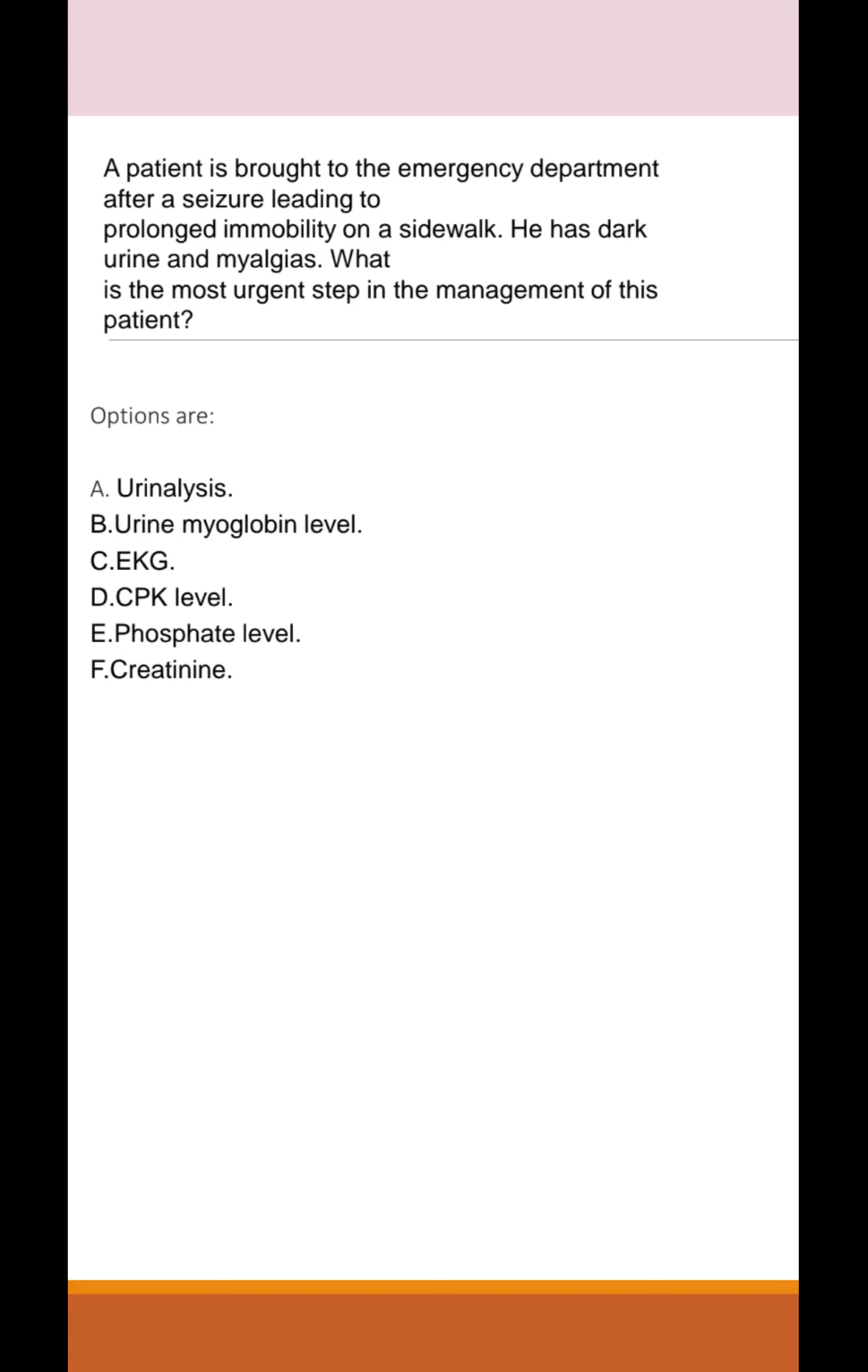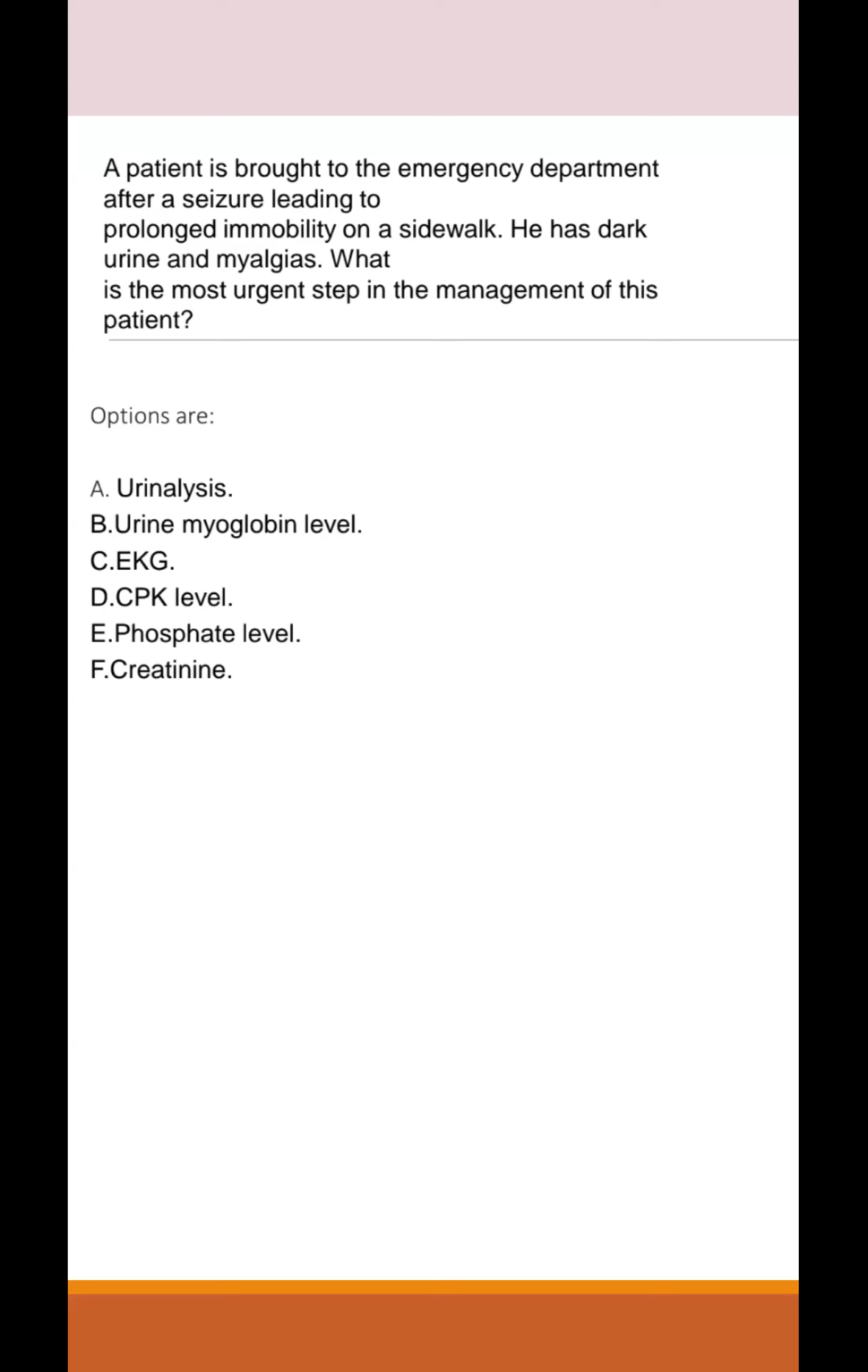I'll do CPK level, creatine kinase. A patient comes to your hospital in emergency; you are the emergency doctor. The seizure led to prolonged immobility, and he has dark urine and myalgia, which you already covered.